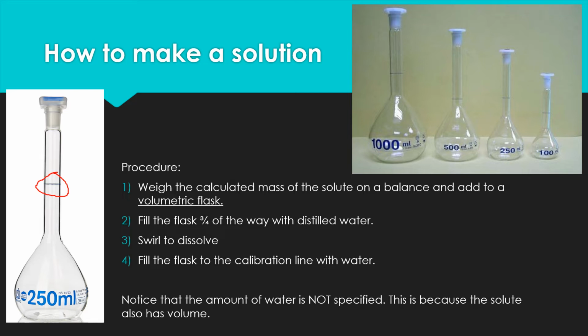Then we'll uncap it and go ahead and fill the flask to the calibration line with distilled water. So you notice there's a note at the bottom that the amount of water is not specified. We're not measuring the amount of water at all, okay? It's because our solute, that solid we add at the beginning, has a volume in and of itself. So we're just going to fill it to the line till our total solution volume is 250 milliliters, or depending on the size flask, on the right-hand side we've got 1,000 milliliter, 500, 250, 100. So we pick our container based on how much of the solution we want to make. What volume do we want to make?